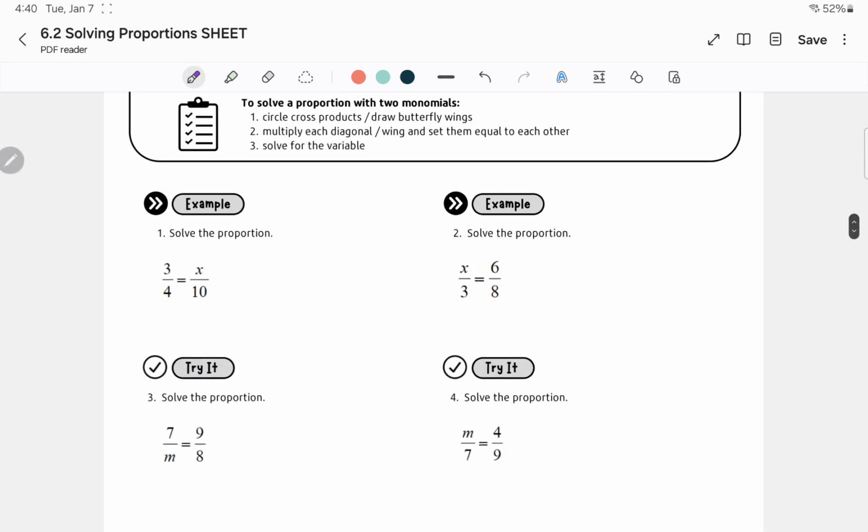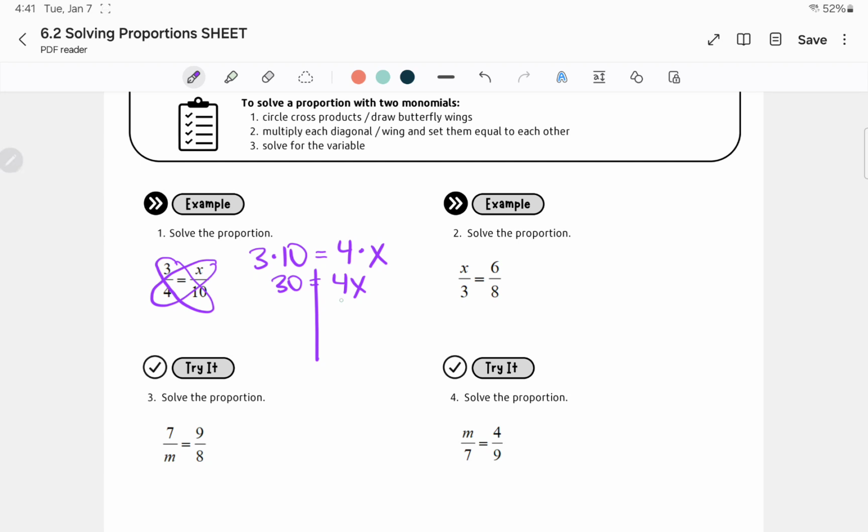So to solve this, first we're going to draw our first wing, which is 3 and 10. So we're going to put 3 times 10. And that's going to be equal to the other wing, which is 4 times x. 3 times 10 is 30. 4 times x is just 4x. Whenever we have a number and a variable, we just put them together.